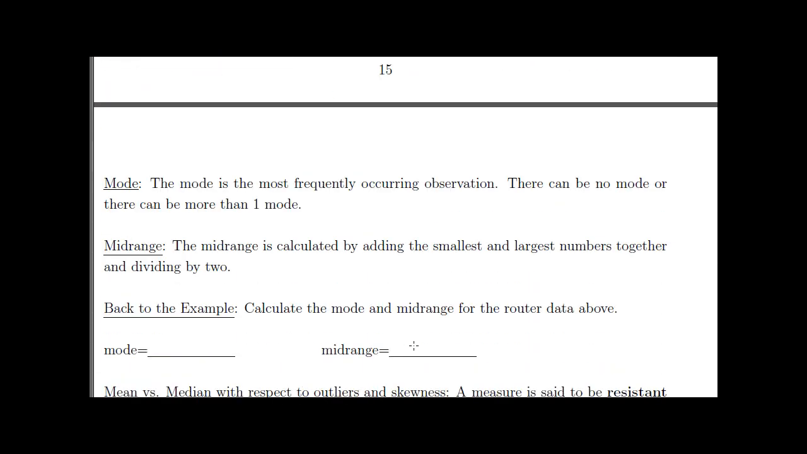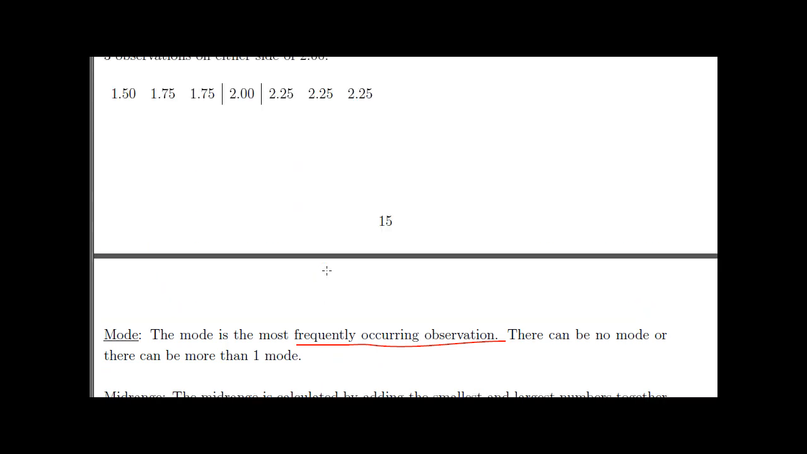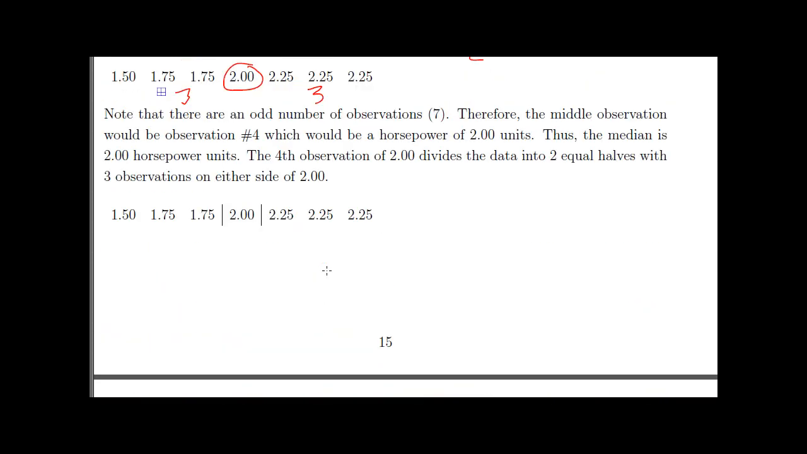And the other two measures of center that we're going to discuss that are less common are the mode and the mid-range. The mode is very easy to calculate. There's really no calculation. It's just the most frequent occurring observation. And the mid-range is the smallest plus the largest divided by 2. So we're going to go back up to the previous data set and get the mode and the mid-range.